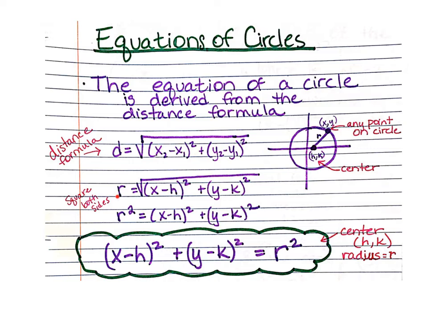So that r is what we found, and we're going to use the (h, k) as our (x1, y1). So we plug those in, and then our formula is derived, and I'm just going to move the r over here, and this is how we normally write it. (x minus h) quantity squared plus (y minus k) quantity squared equals r squared.